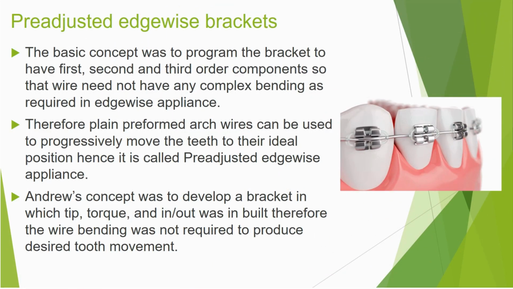The basic concept of pre-adjusted edgewise bracket was to program the bracket to have first, second and third order components so that wire need not have any complex bending as required in edgewise appliance. Therefore, plain preformed arch wires can be used to progressively move the teeth to their ideal position. Hence, it is called pre-adjusted edgewise appliance. Andrews' concept was to develop a bracket in which tip, torque and in-out was inbuilt. Therefore, the wire bending was not required to produce desired tooth movement.